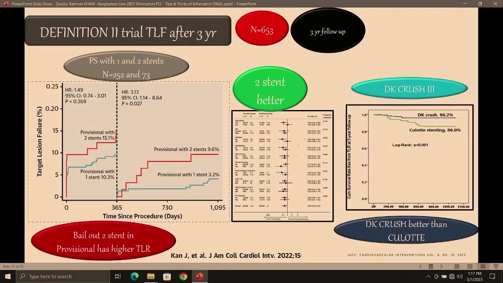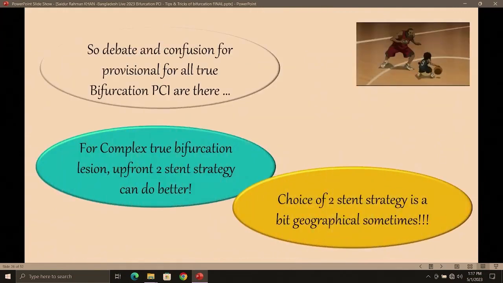And that is also true that if you go for a bailout in the provisional philosophy, in the DEFINITION trial, they have shown after 3 years, when you have taken the provisional philosophy and it has ended up with a bailout two-stent strategy, in that case TLR is higher. So you have to go back and rethink whether the upfront strategy from before would be better. So you have to plan very well and think very well which way you will go. So there is the grey zone also.